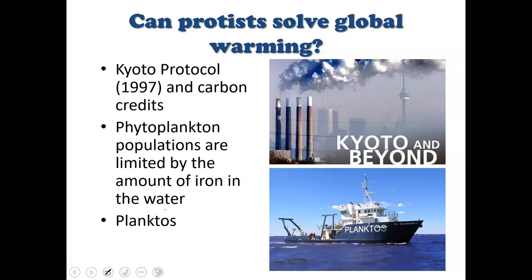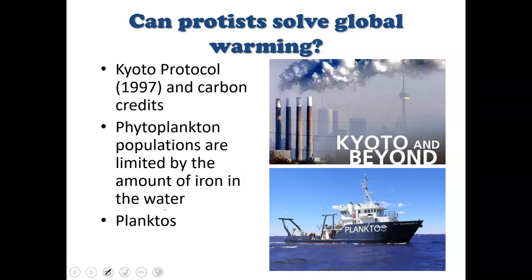So can we decrease CO2 levels in the atmosphere to mitigate the effects of global warming? And the answer is yes, if we increase the amount of photosynthesis that occurs. Now, this was actually a good idea that was arrived at in the late 90s, and it was a result of an international treaty called the Kyoto Protocol.